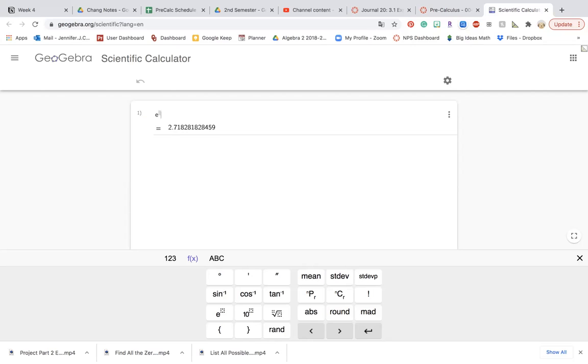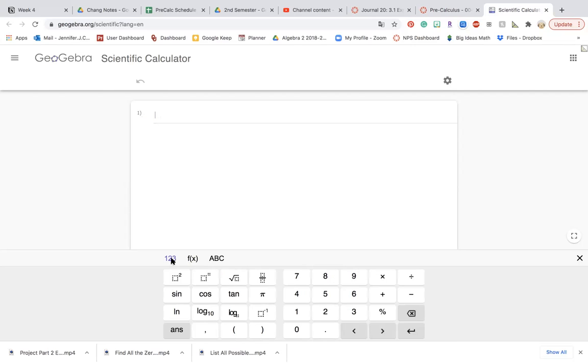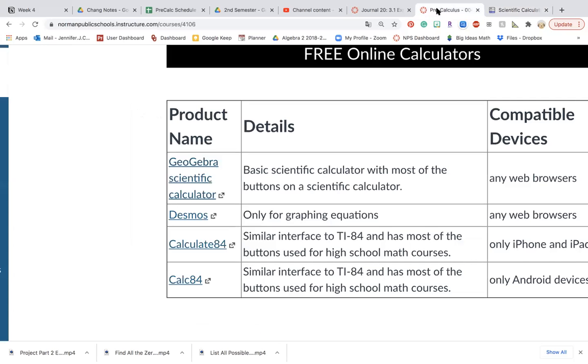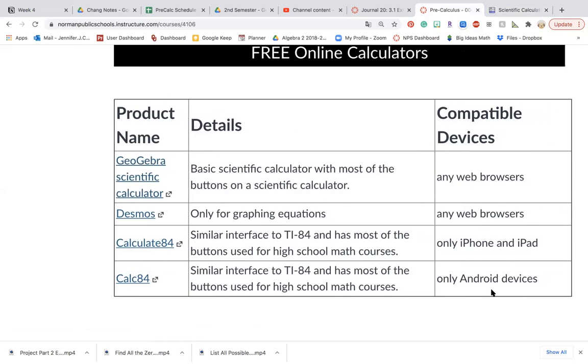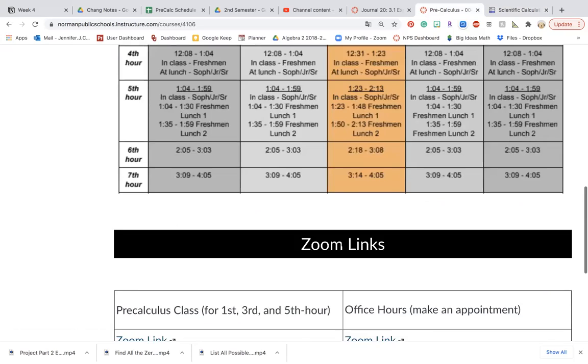So I thought I'd show you guys some of the functionalities with GeoGebra if you prefer to use the online tools. If you want something more similar to a TI-84, because you're used to that system in the classroom, check out Calc 84 and Calculate 84. These are apps for the iPhone and the Android devices. You can download them for free, and they are emulators of the TI-84 system. All right, let's get started.